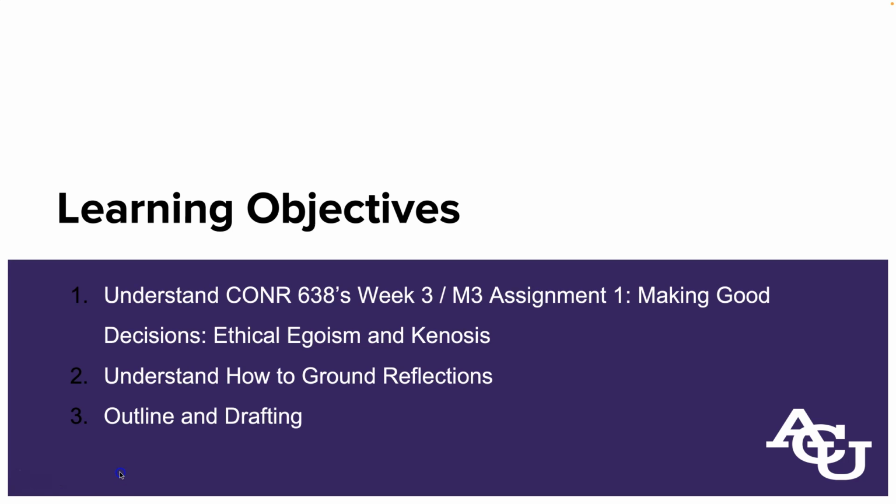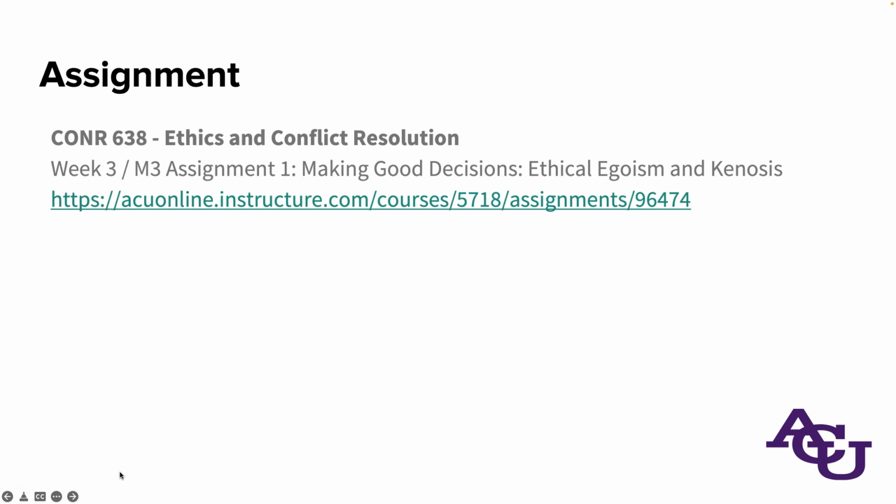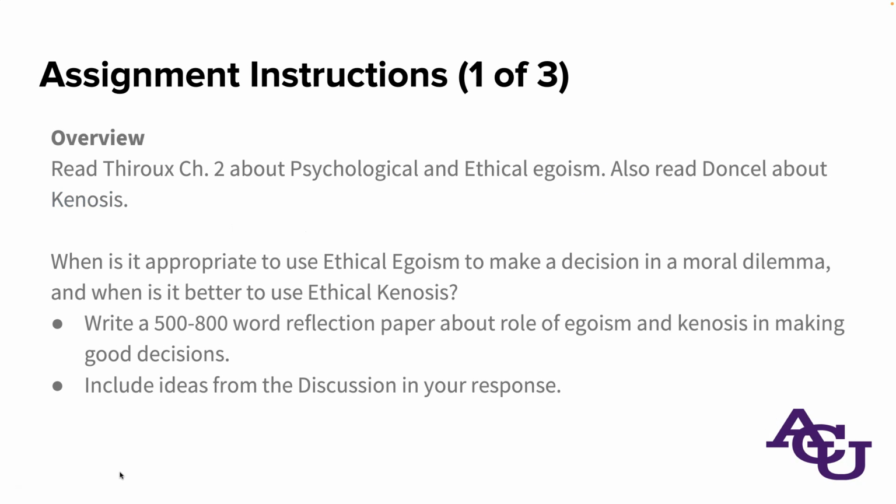So, CONR 630, this is coming from the Ethics and Conflict Resolution course, and the instructions begin with a brief overview saying, here's the reading to do, so that's from the main course textbook, or one of the two main course textbooks. Read Chapter 2, and read a related article about the concept of kenosis. And during the paper, you're asked to discuss when it is appropriate to use ethical egoism to inform your decision-making, and when you should be using ethical kenosis.